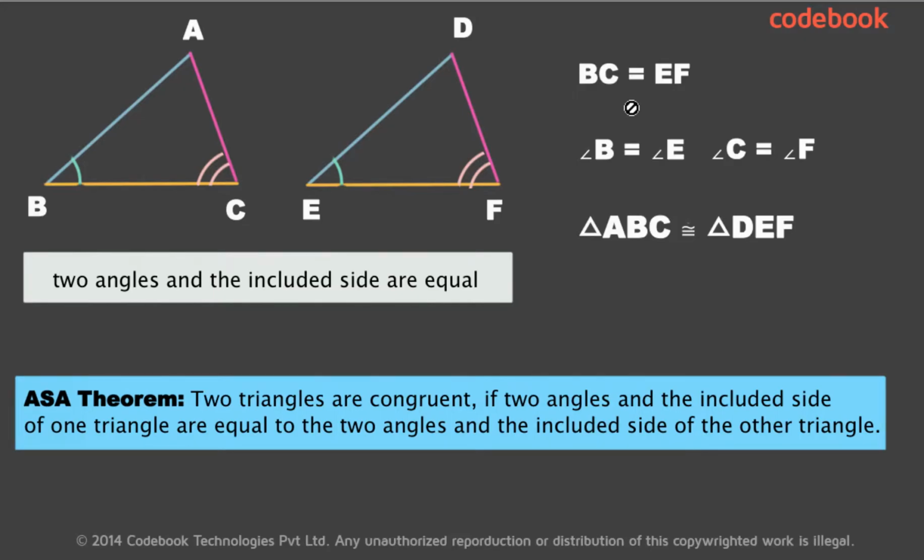Now let's look at another scenario. If you are given two angles and the included side of two triangles are equal, then is that information good enough to determine if those two triangles are congruent? Let's try to look at it.